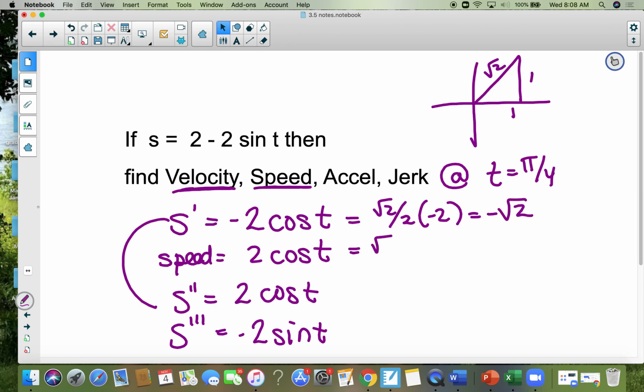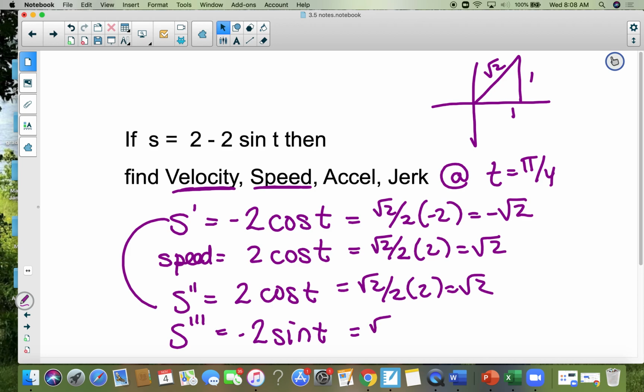This one's going to be the cosine, which is square root of 2 over 2 times 2, which is root 2. This one is the same one as the speed. And the last one, the sine of that picture is also the square root of 2 over 2 times a negative 2, which is a negative root 2.